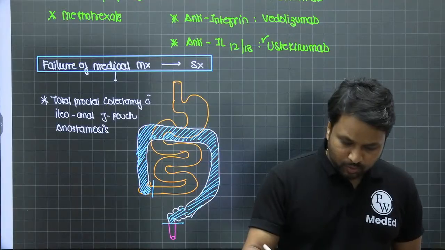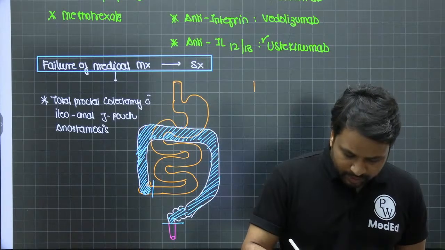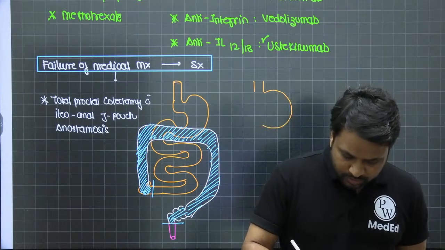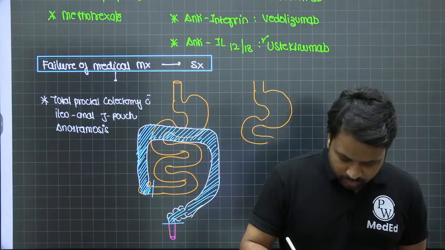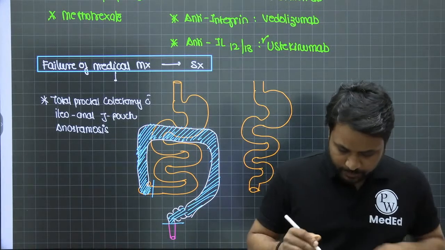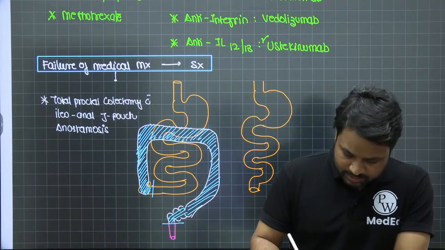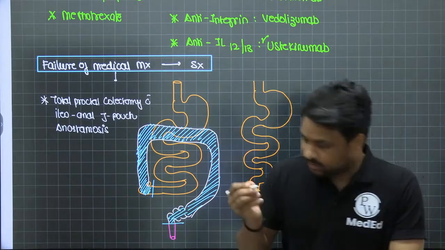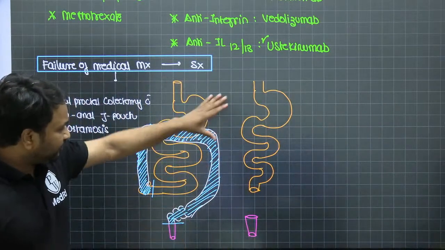Once you remove this, what are you left with? You are left with the esophagus, the stomach, the duodenum, the jejunum, and the ileum is left here, right? And obviously, this is your anal canal that is left behind. Okay? So you are only left with these two.